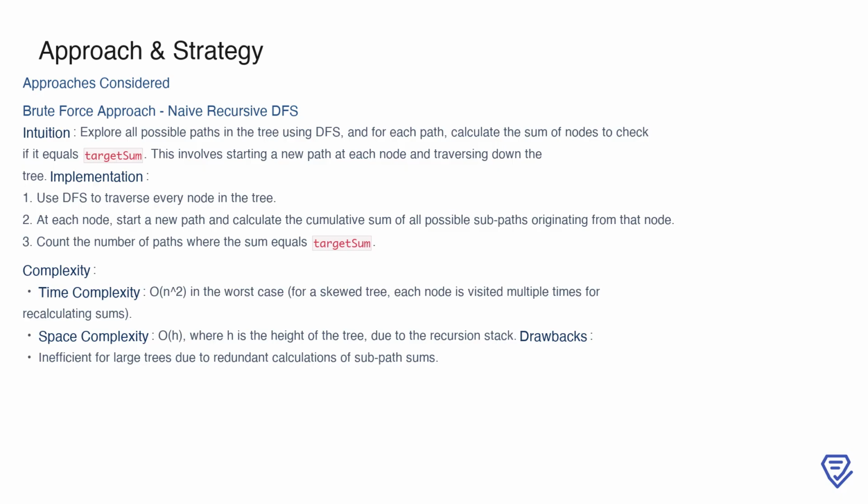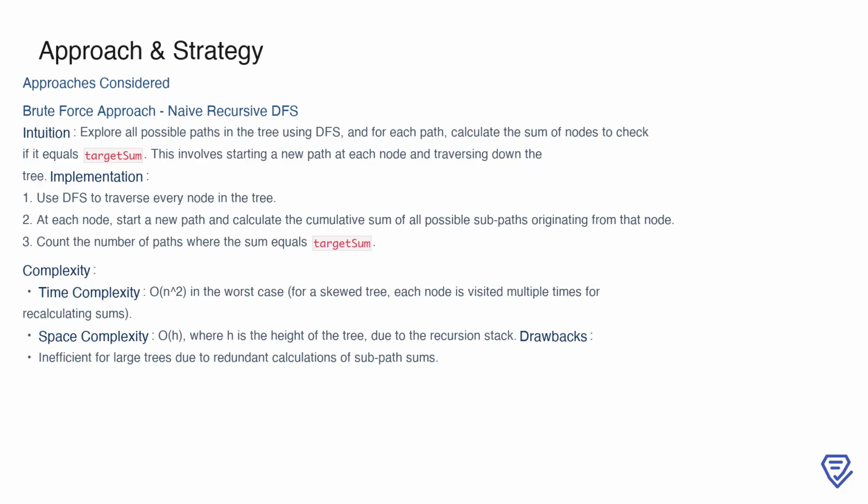To solve the PathSum 3 problem, let's first consider a brute force approach using a naive recursive DFS strategy. The intuition here is straightforward. We explore all possible paths in the tree by traversing each node and, at every step, calculate the cumulative sum of nodes to check if it matches the target sum. This involves starting a new path at each node, traversing downward in the tree, and summing up all possible subpaths originating from the current node.